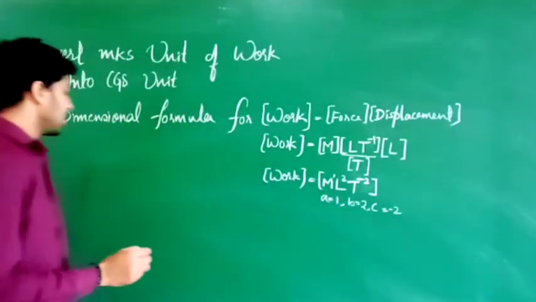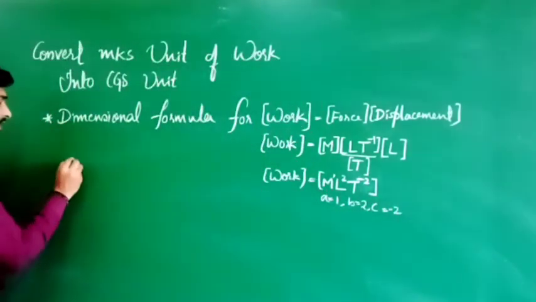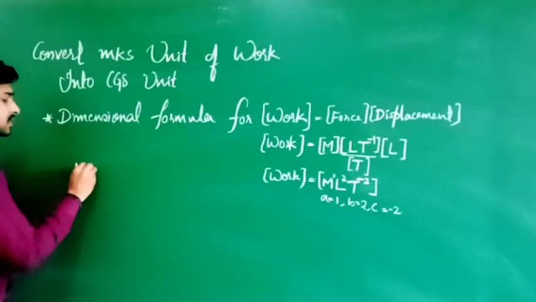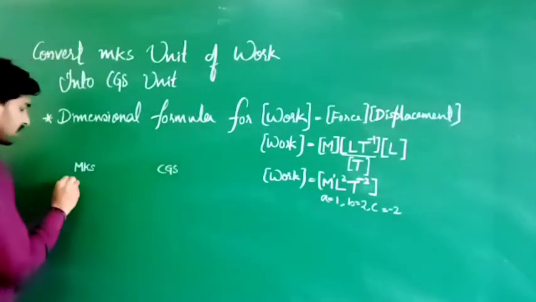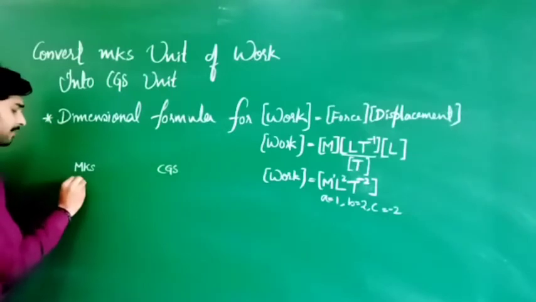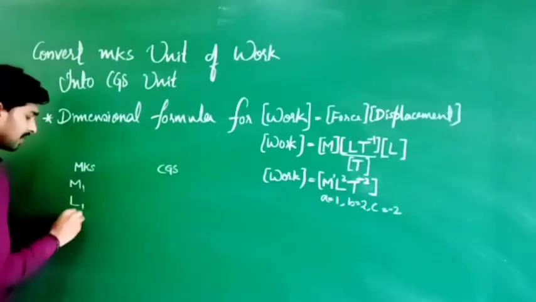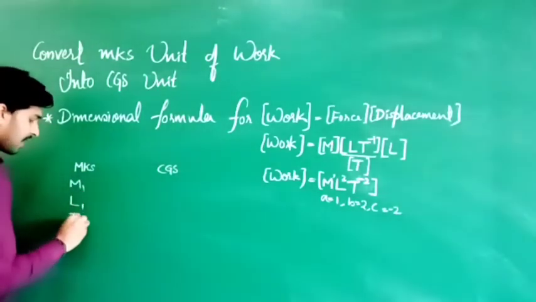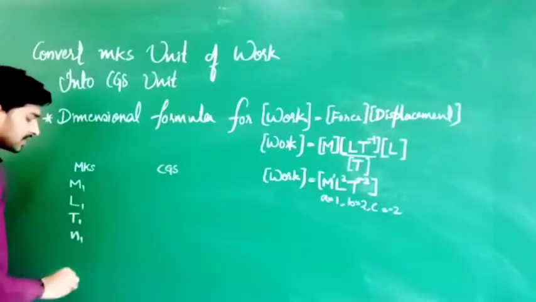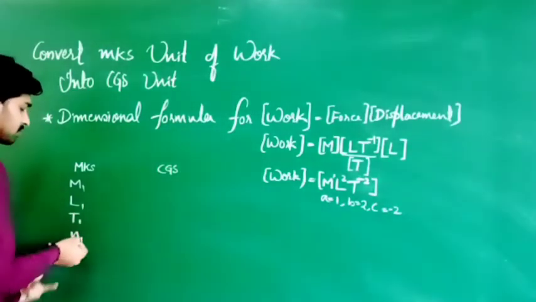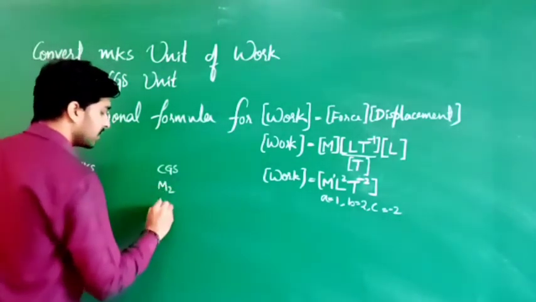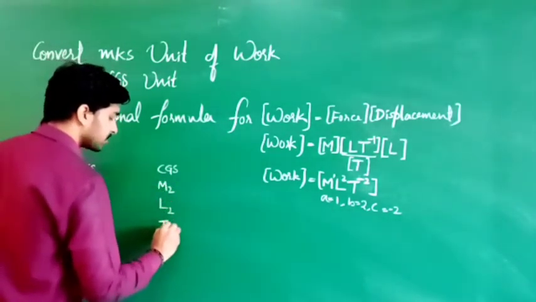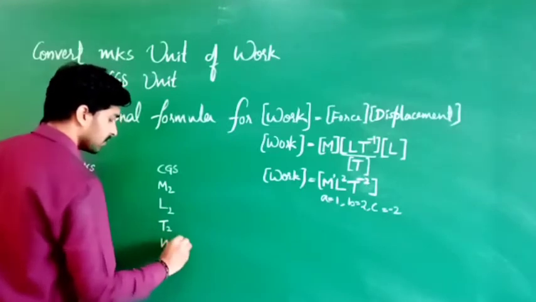Clear? Now we have to convert our table, that is nothing but in the MKS system as well as in the CGS system, whatever MLT values we are considering. So M1, L1, T1, and one more number, that is the numerical value, for which I am choosing N1. Here M2, L2, T2, N2. Clear?